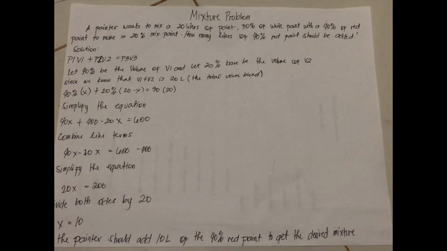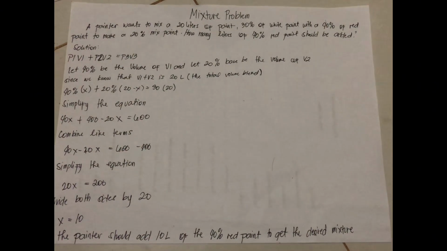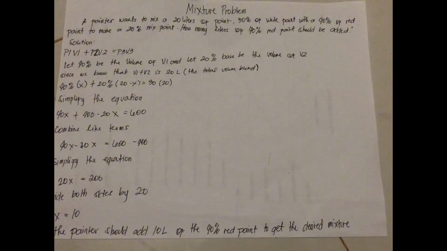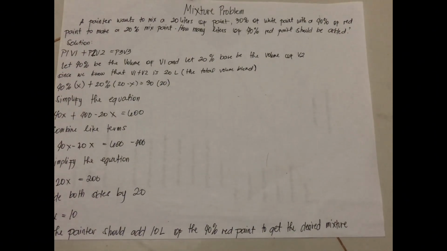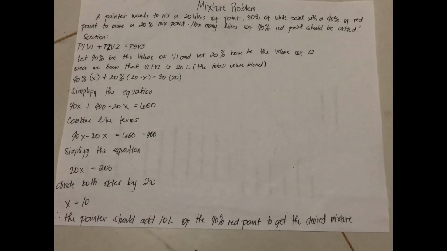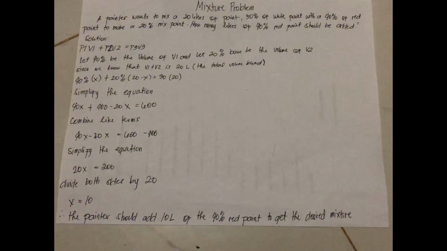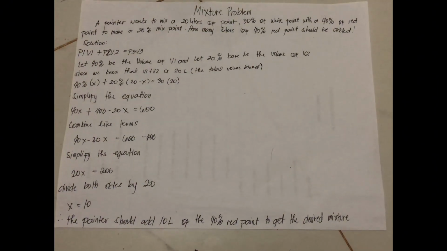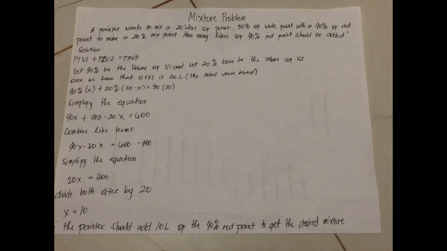Simplify the equation. 40x plus 400 minus 20x is equal to 600. So we now combine the like terms: 40x minus 20x, plus 400, is equal to 600. Transpose the 400. Now simplify the equation. 20x is equal to 200. Now let us divide both sides by 20. So the final answer is 10. The painter should add 10 liters of 40% red paint to get the desired mixture.